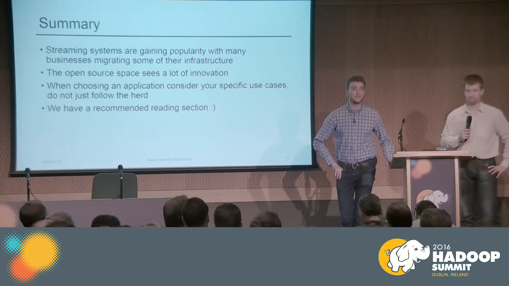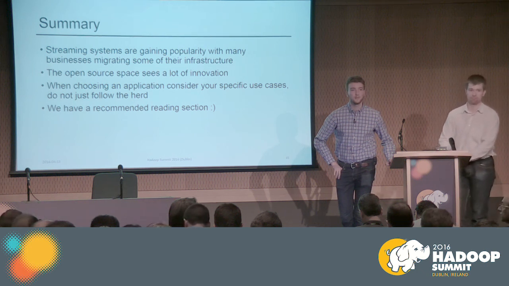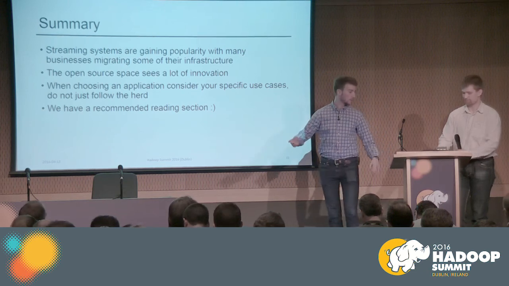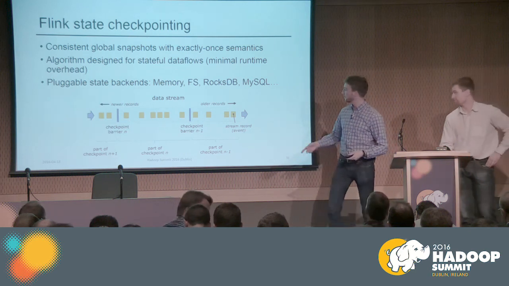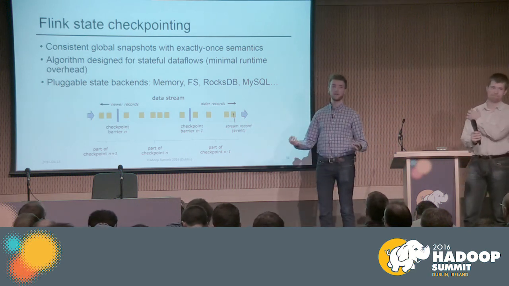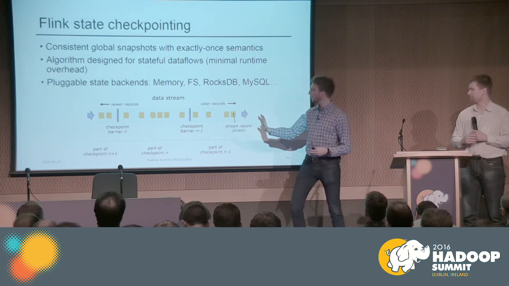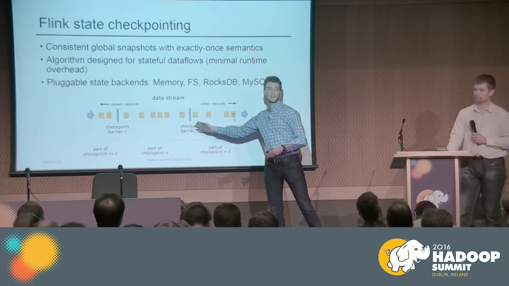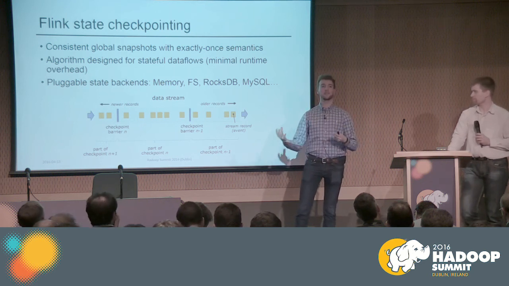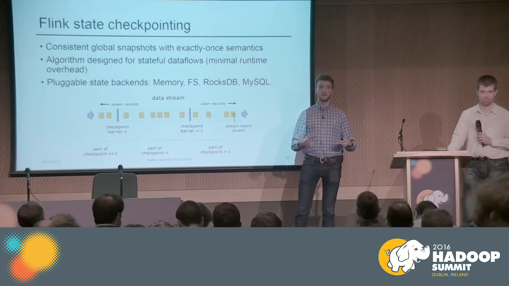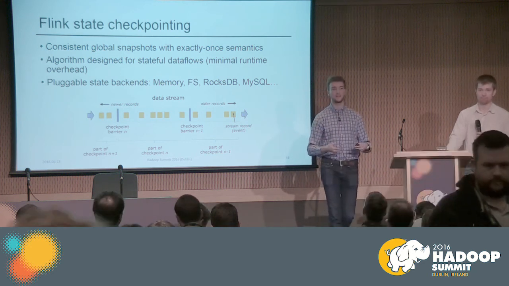How does the state part work with fault tolerance problems? So for instance, in Flink's case, the algorithm works in a way that we inject these barriers into the stream. And whenever operators receive these barriers, they take a snapshot of their operator state. So that's when the state from Flink is saved to an external storage like RocksDB or MySQL. And this might happen synchronously or asynchronously, depending on how this can be implemented in the external system.